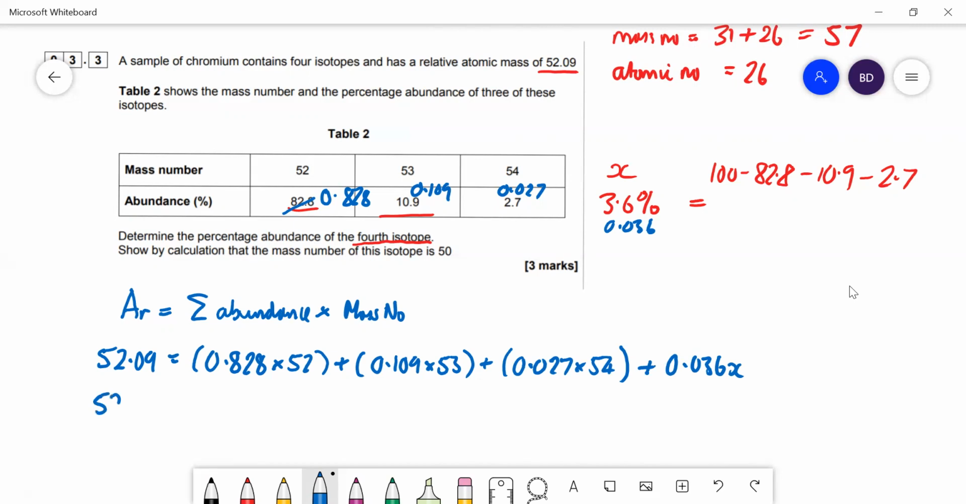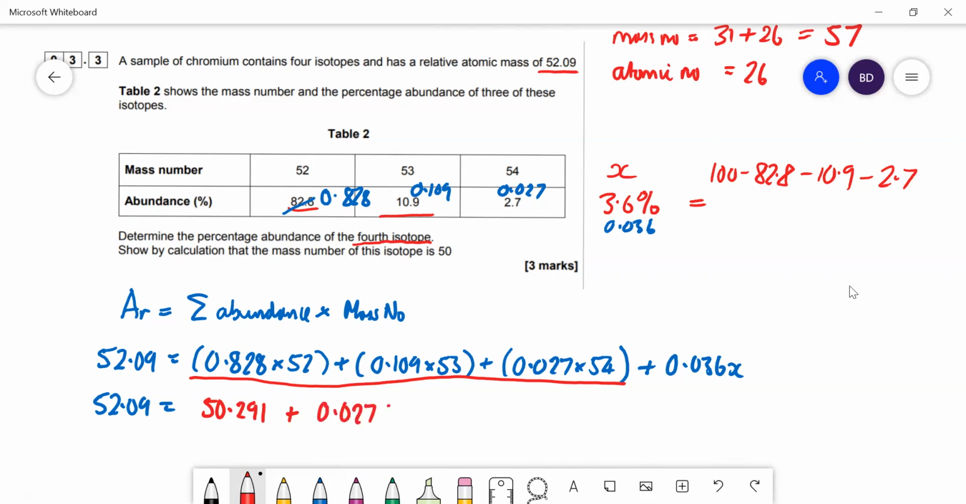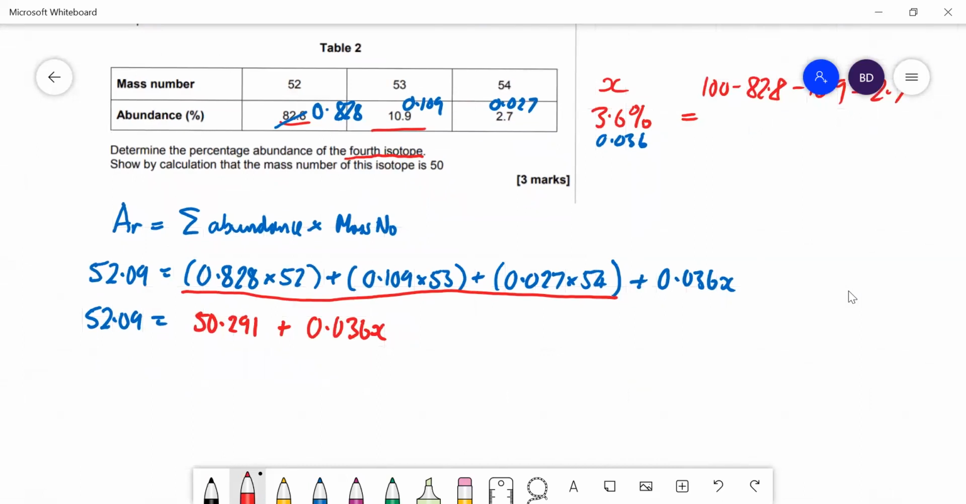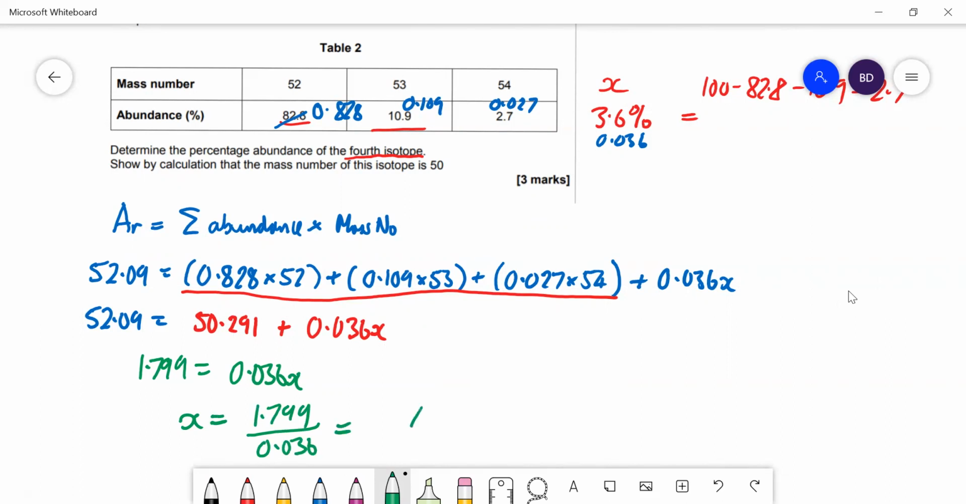Let's just do a little bit of calculation there. So we've got 52.09. Now you add all that lot up there. I do that on my calculator. It's 50.291 for that, plus 0.027, sorry, plus 0.036x. So simplify that, we're going to get 1.799 is equal to 0.036x. X is equal to 1.799 over 0.036. That gives us 49.972. Right, so the mass number, the closest whole number to that, is obviously got to be 50.